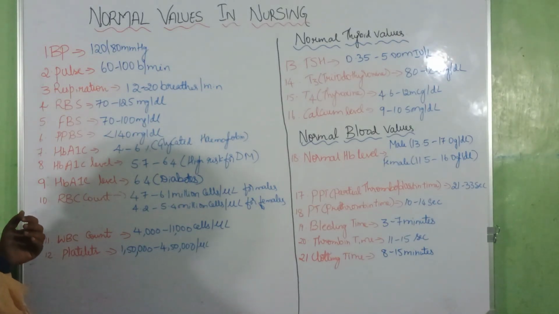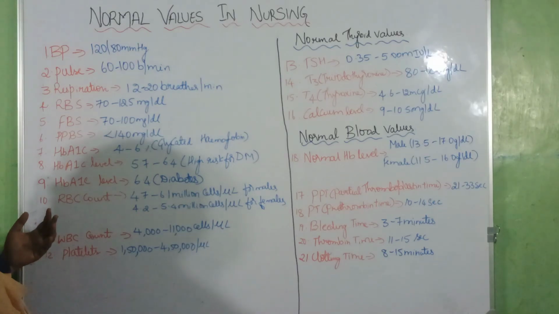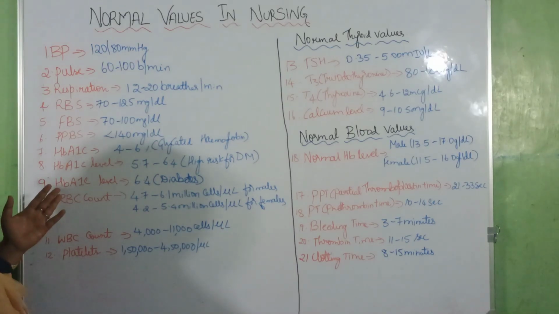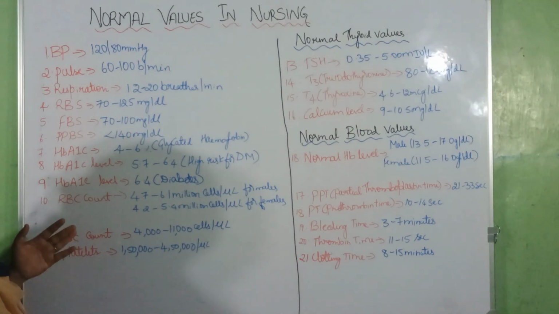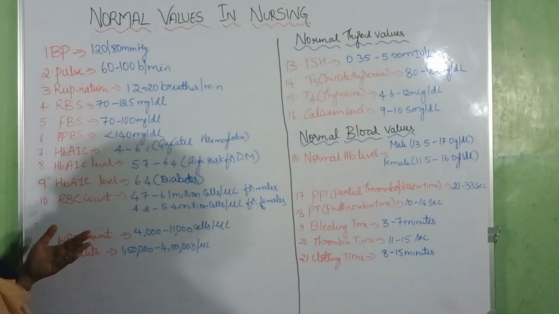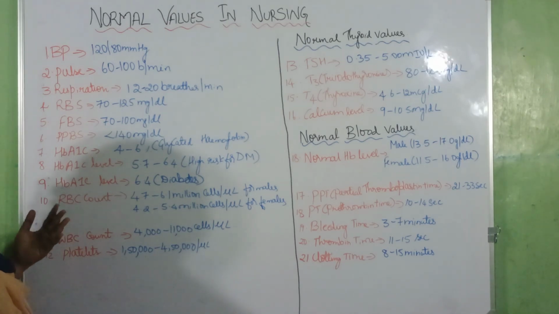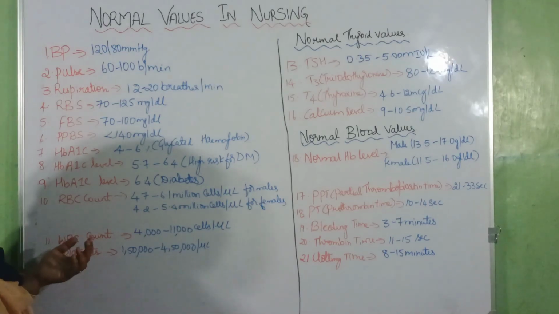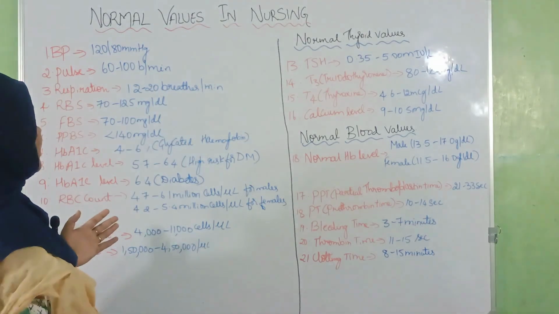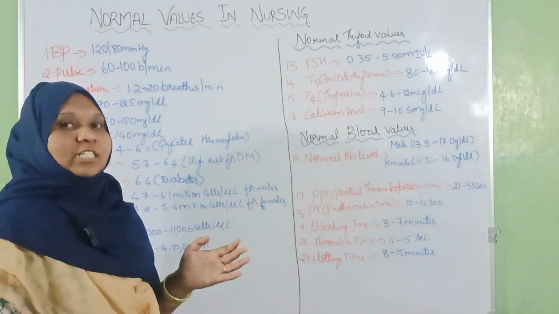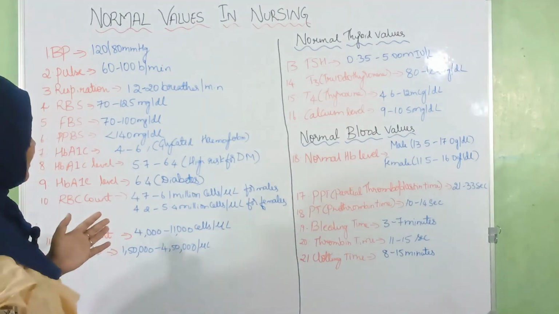HbA1c test, that is done to detect diabetes only, but it should be within the range 4 to 6. It is also called as glycosylated hemoglobin. So the normal level is 4 to 6. If it is 5.7 to 6.4, it is high risk for diabetes mellitus. And if it is 6.4 or greater than 6.4, it is confirmed as diabetes.